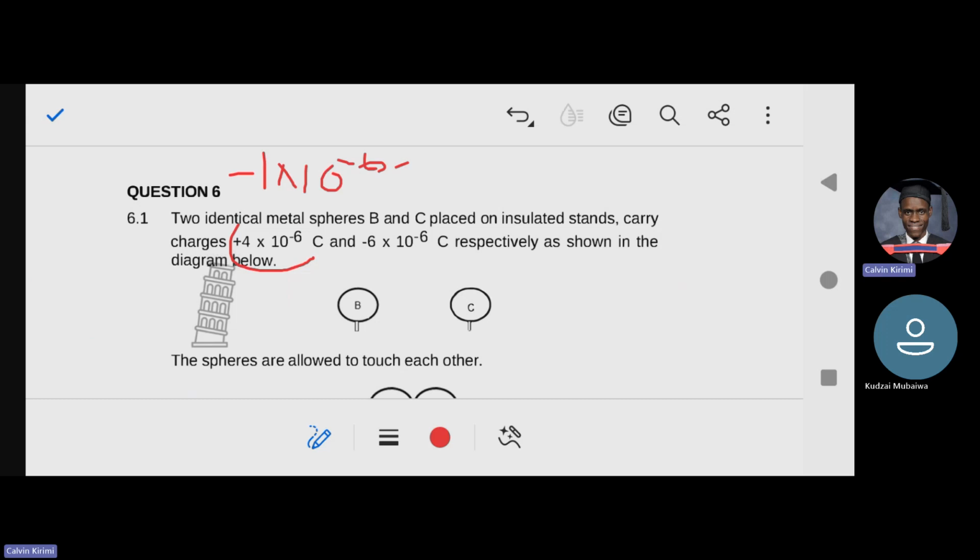How many coulombs were gained by this one? Did it gain or did it lose? The positive one. It lost. That's why it's negative, isn't it? And then charge C gained, because from negative 6 to negative 1 is bigger, isn't it? It gained, isn't it? Yes, sir.